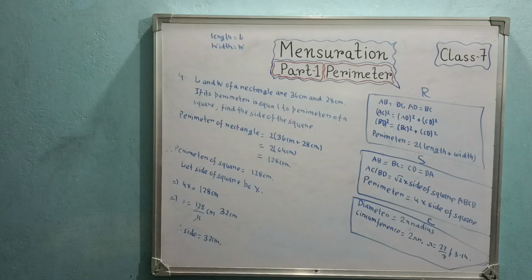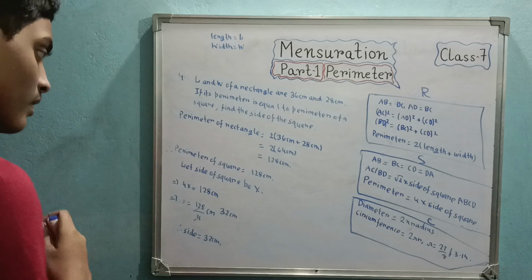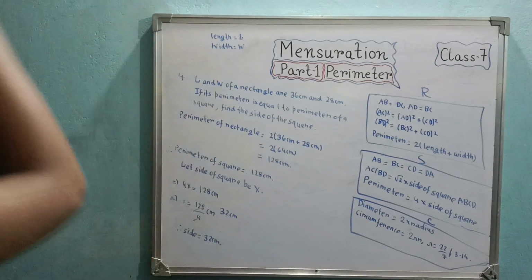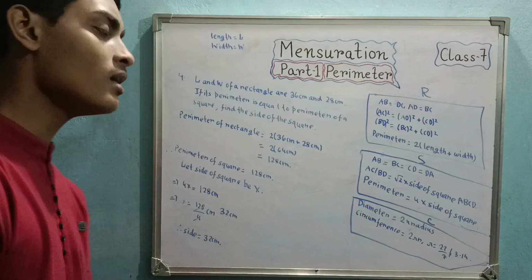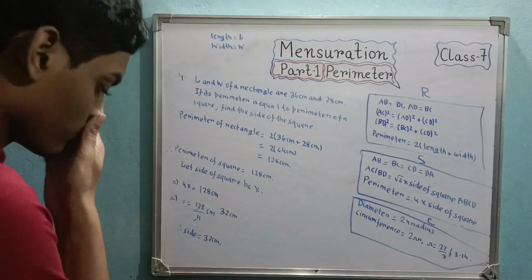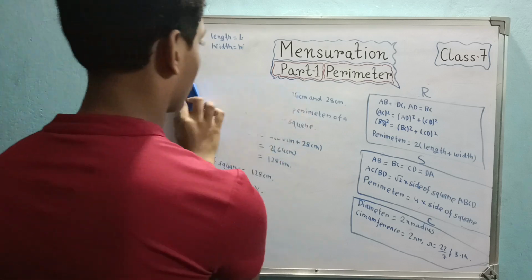Okay. So what did we do first? Find out the perimeter of the rectangle, which is 128 centimeter, which is the perimeter of the square. Then take the side of the square as x. Perimeter formula is 4 into x, which is equal to the perimeter of the square, which is 128 centimeter. Get the value of x, which is the side of the square, as 32 centimeter, which is the answer of this question. Easy, but actually a good question, considering the difficulty level of this first part.